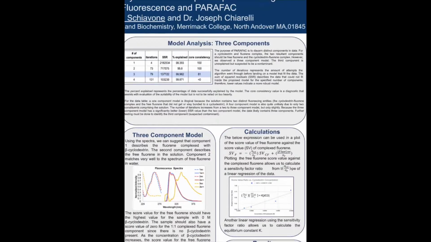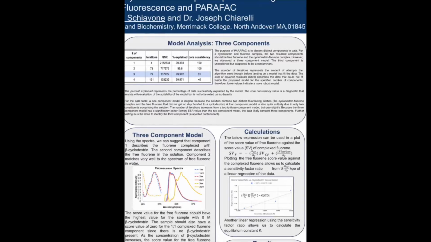So after taking the spectra, we analyzed the data on PARAFAC, which is an algorithm that you can use on MATLAB. So for a cyclodextrin and fluorine complex, the two resultant components that you would expect to see would probably be a free fluorine and the cyclodextrin fluorine complex. However, we observed a three-component model in our specific case. We think that it's a contaminant, but we're not sure. More research has to be done to get a specific identification on that.